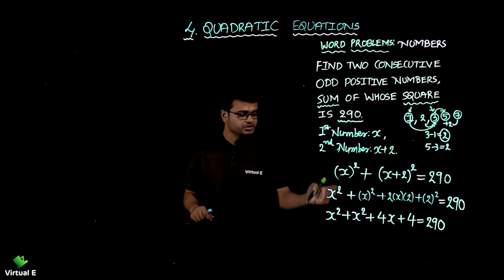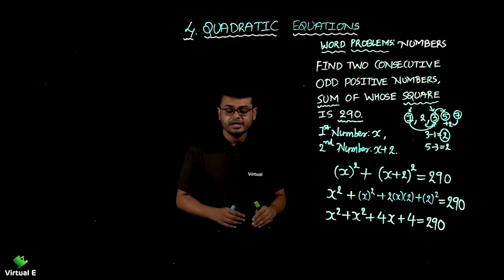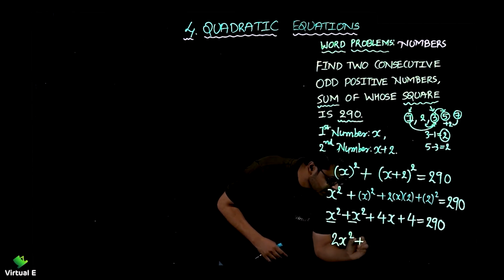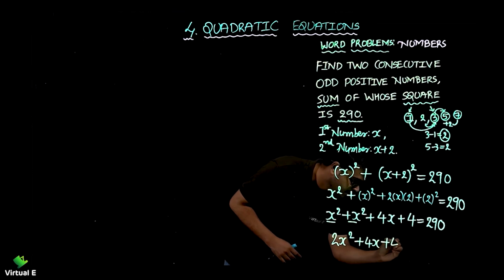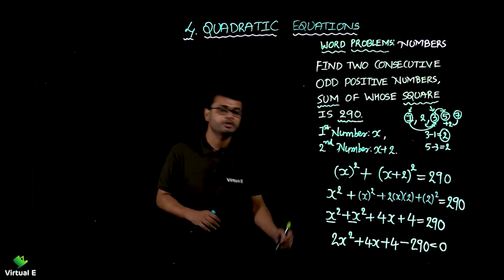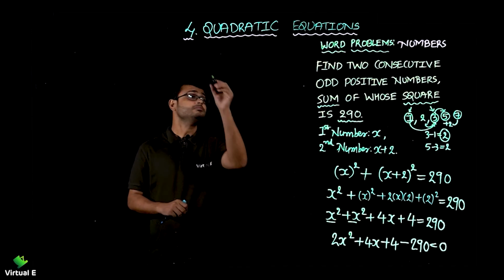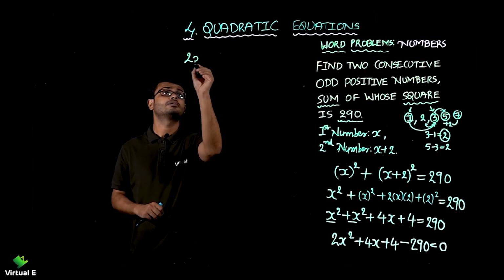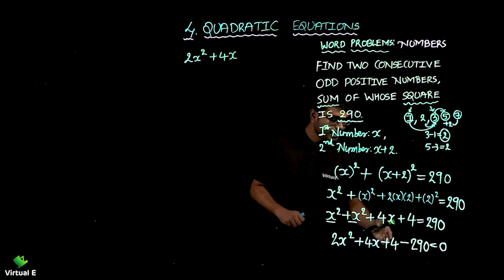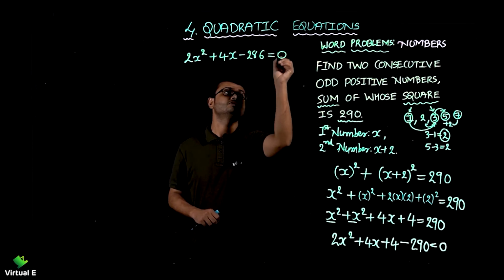You can see there are many constants, and two terms with x square. So let's simplify it. Let's bring this 290 over here. x square and x square give you 2x square, then plus 4x plus 4 minus 290. Can you guess why it is minus 290? Yes, because I am shifting it to the LHS, so the positive becomes negative. So 2x square plus 4x, and 4 minus 290 gives minus 286, equal to 0.